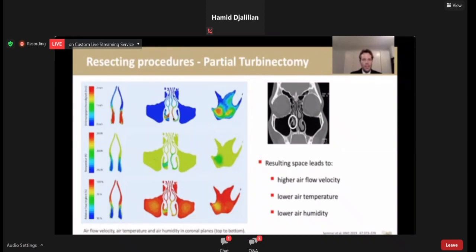What you can see on that side is that you have a higher airflow through the nose, and this can be seen also in the nasopharynx. This higher airflow velocity is generating a lower air temperature in the nasopharynx and also a lower air humidity, and this can have influence on the deeper airways as well, and can generate crusting or a drying of the nose.